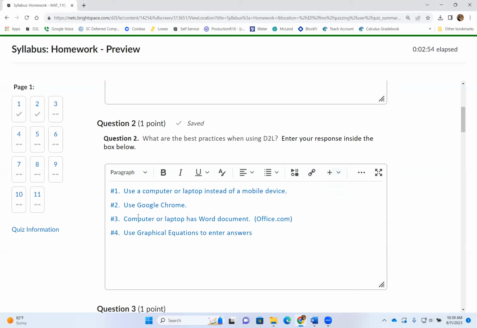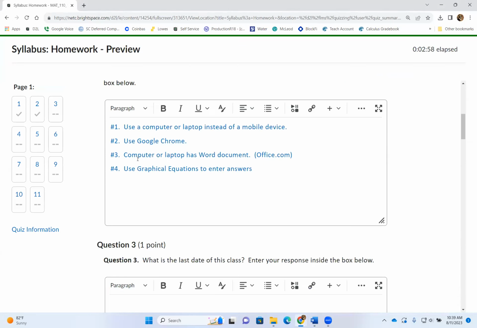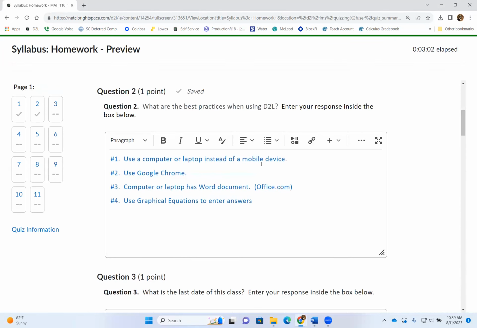Please use Google Chrome. Google Chrome is most compatible with D2L. Make sure your computer or laptop has Word, because all the lecture handouts are in Word documents. When you access office.com, students can get free downloads of Microsoft Word, Excel, and such. And please use graphical equation when entering answers.